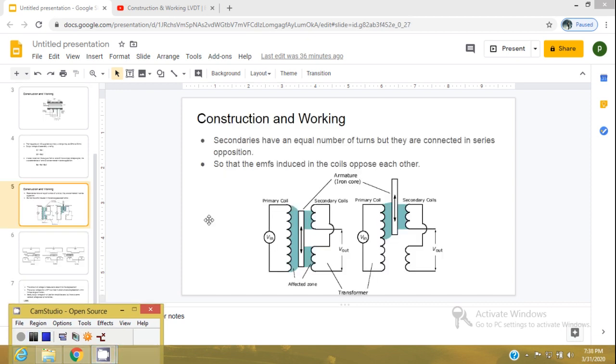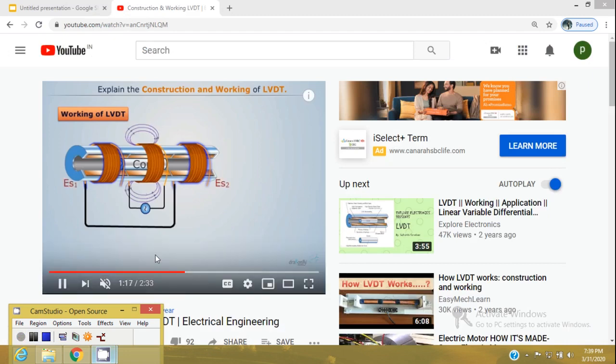Looking at the construction details, the secondary windings have an equal number of turns, but they are connected in series opposition, so that the EMF induced in the coils oppose each other. We shall go for an animated video which is available on YouTube.